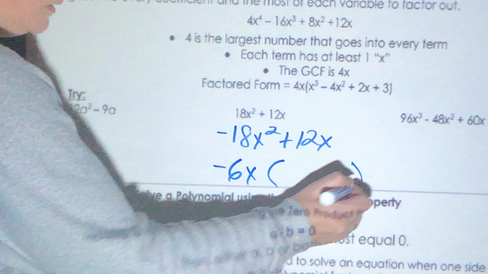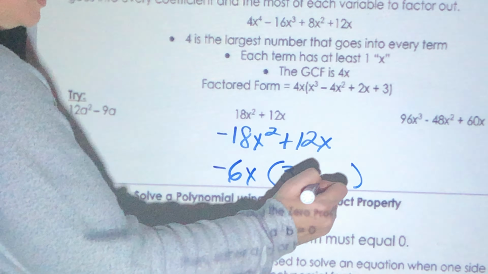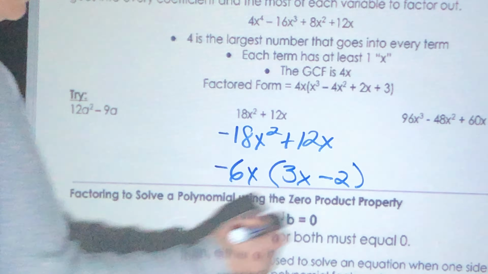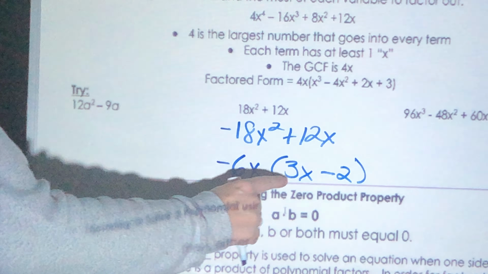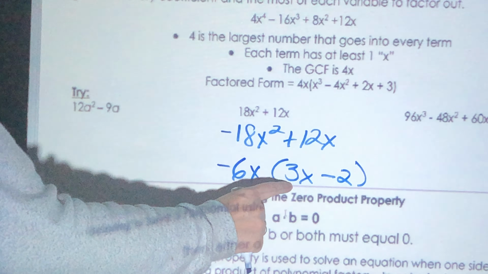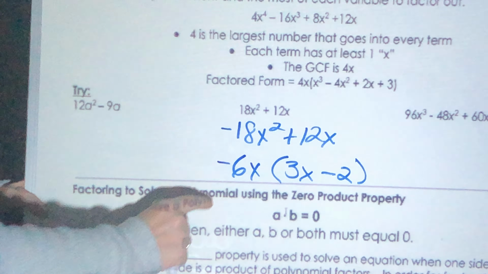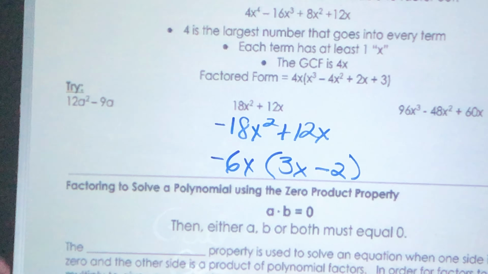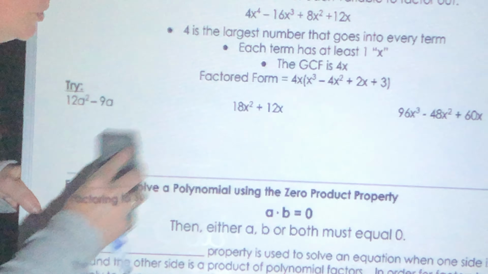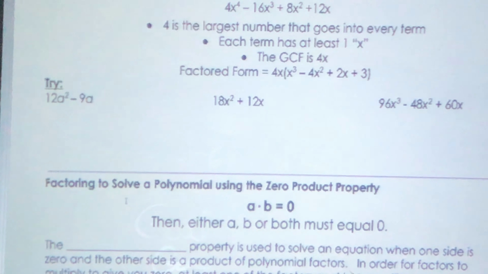And so in parentheses, you would have 3x minus 2. So we don't like the first thing in the parentheses to end up being negative. So if your leading coefficient is negative, factor it out with your GCF. Now, one reason why we do factor is so that we can solve a polynomial.